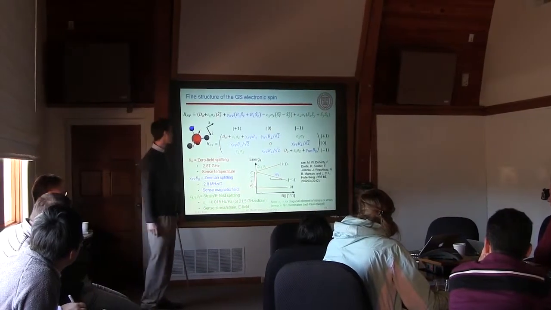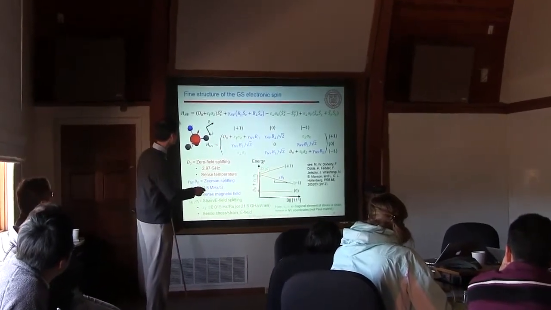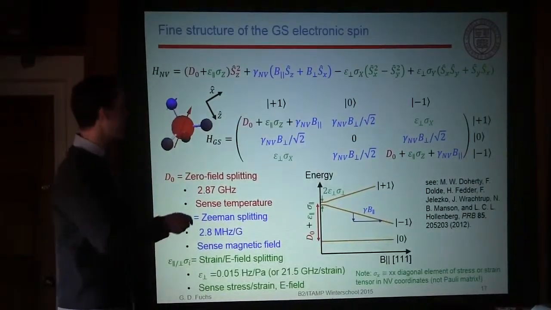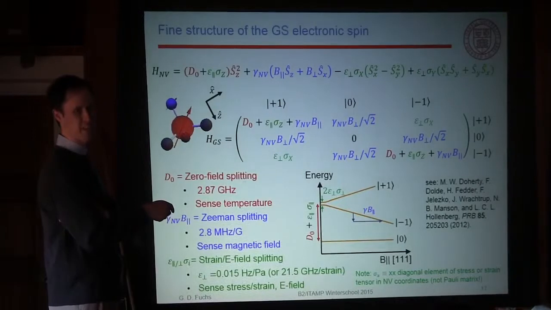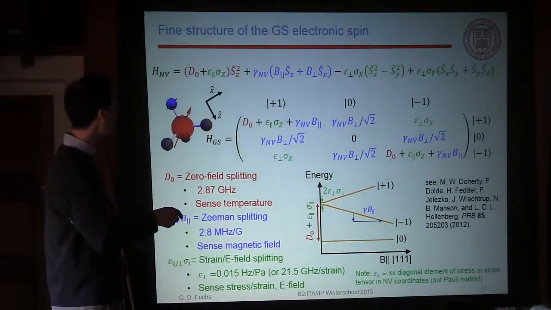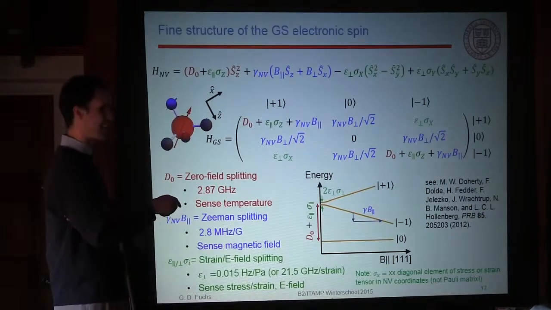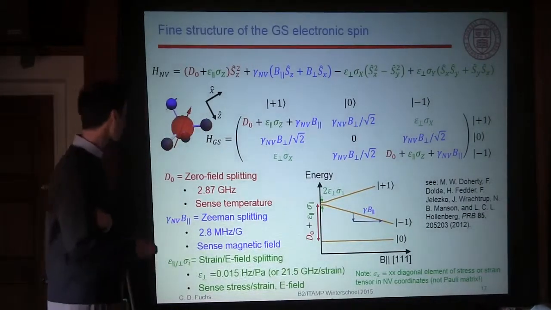Where's the last term going? So these two are just different symmetries. One convenient way to rewrite this is in terms of S plus and S minus. And then these would come together with some phase factor, and you get an S plus S minus type thing.